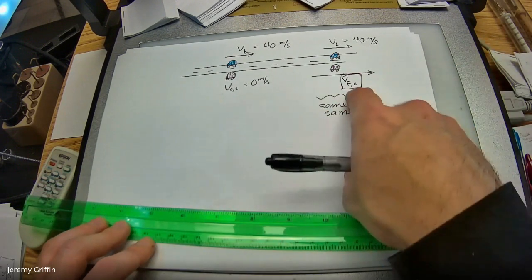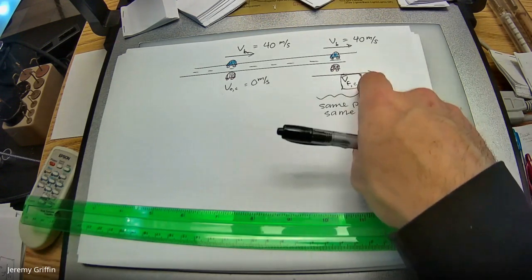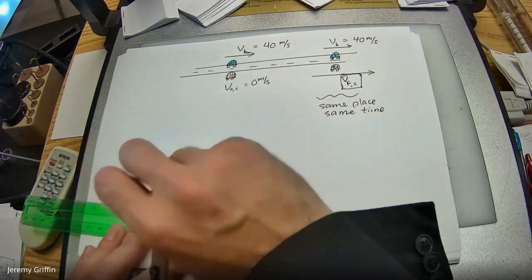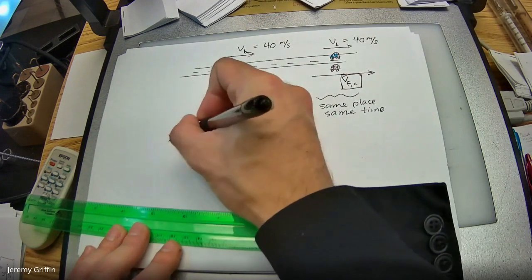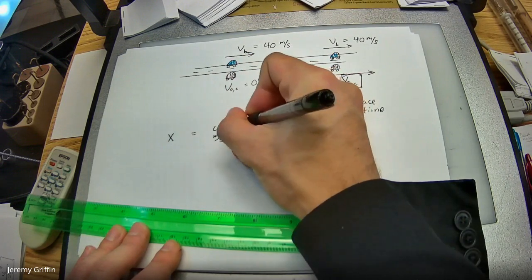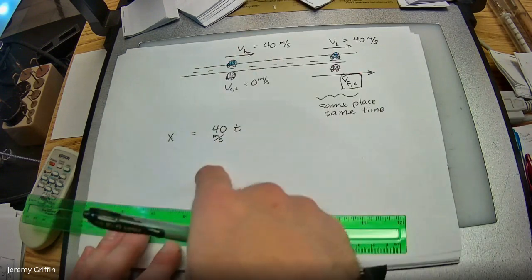Okay. Now, it might not answer this question right away, but it might solve for the time. Maybe it's like so many seconds, and then we could figure it out from there. So for the blue car, just very simply, its position is 40 meters per second times however much time has passed. That's it. Got a couple of variables, independent, dependent. Well, that's the whole thing.